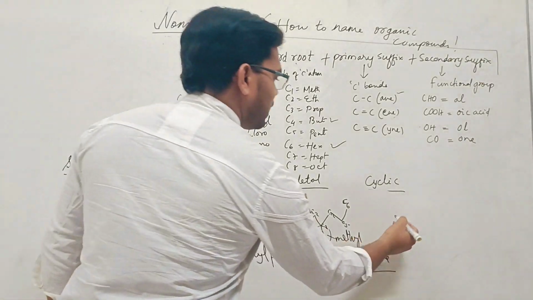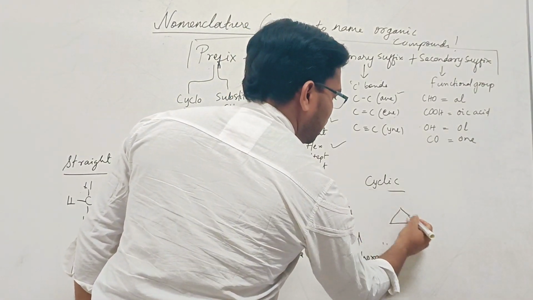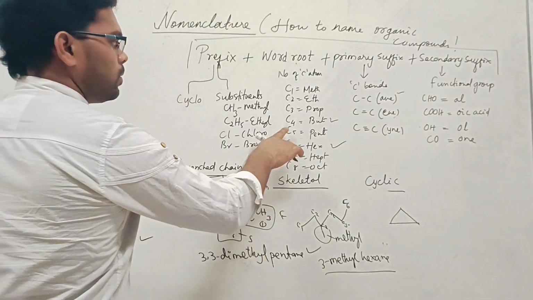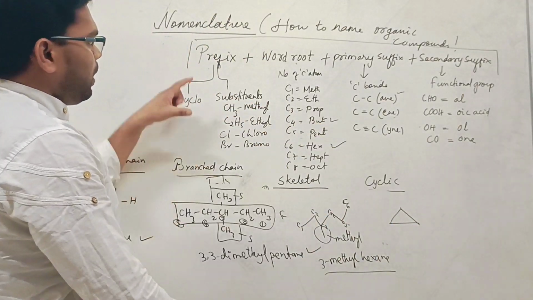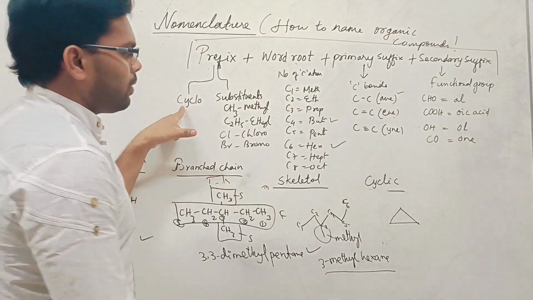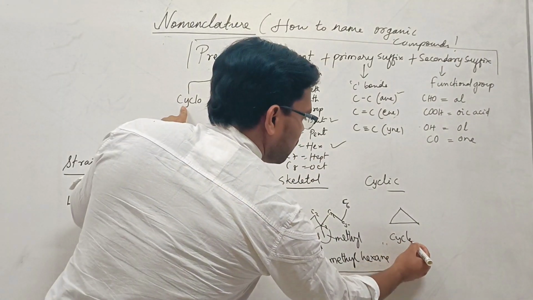Okay, so another, a cyclic group. What will be the name of this compound? 1, 2, 3. 3 means prop. So make sure that here you have to find the prefix. For a cyclic compound, we go for the cyclo. So just simply write cyclo.